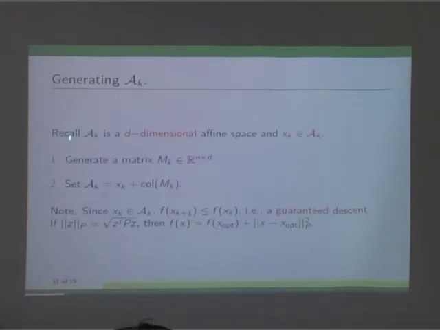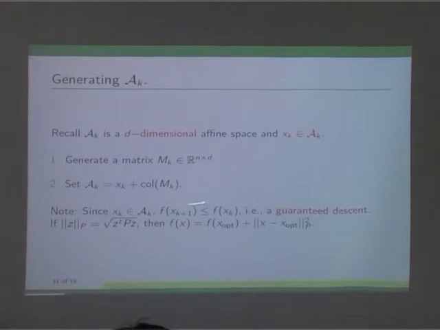Okay, so a quick comment on how would you actually generate A_k. The key thing to note is that it's a d-dimensional affine space, and we want this x_k to lie in A_k. I will highlight why we want this condition. The way we do it is we generate some matrix M_k of size n cross d. How do you generate this? Whether we want to use a randomized approach or a deterministic approach, I will come to that later, but somehow you generate this matrix M_k and you set A_k to be x_k plus the column space of M_k. So that's how I'll generate this affine space.